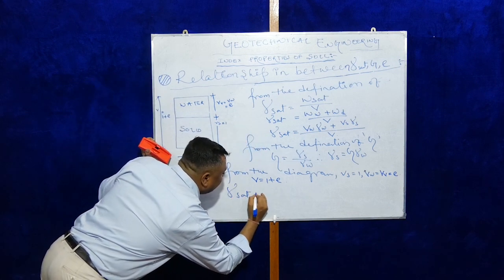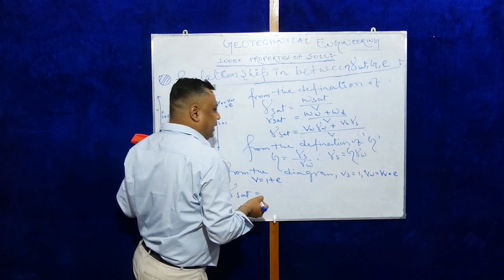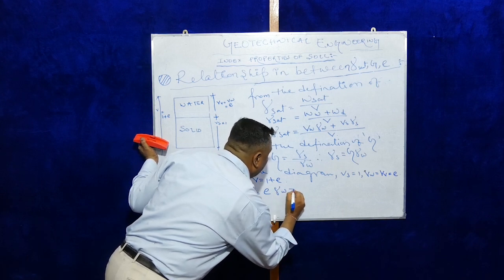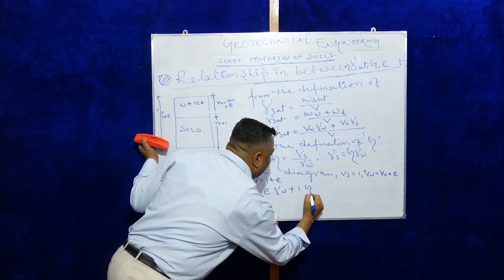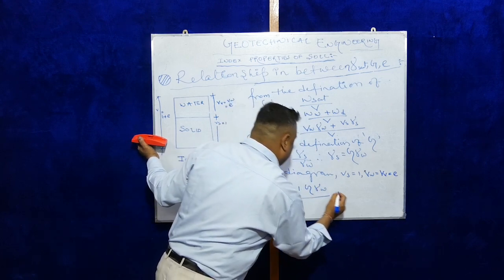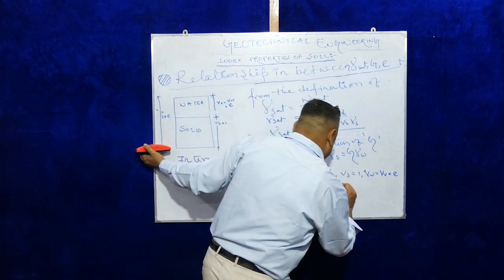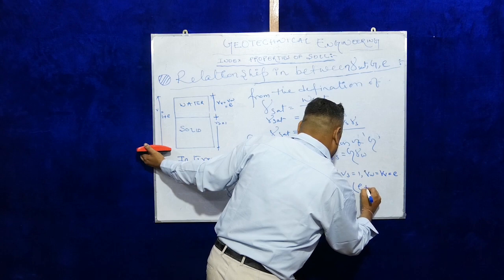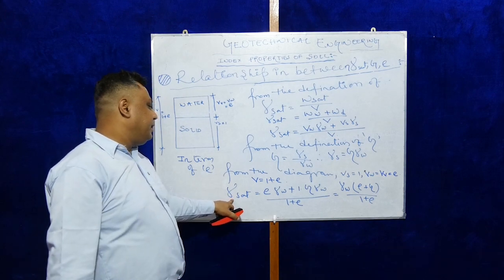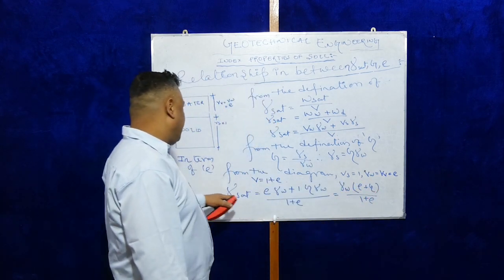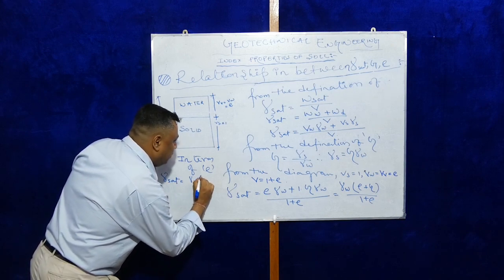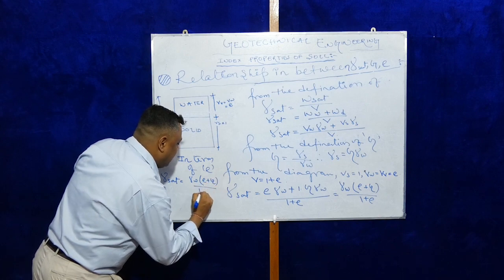Therefore, we can write gamma sat is equal to Vw into gamma W, that is e into gamma W, plus Vs is equal to 1, gamma s is equal to G into gamma W, by V is equal to 1 plus e. Taking gamma W common, e plus G divided by 1 plus e. This is the relationship between gamma sat, G and e. Then gamma sat is equal to gamma W into e plus G divided by 1 plus e.